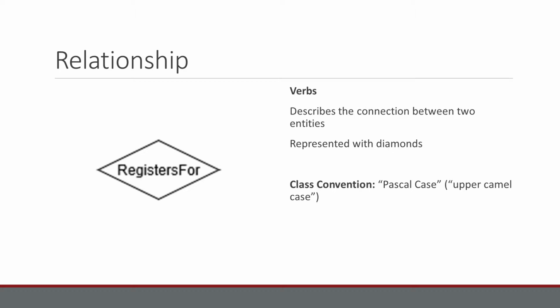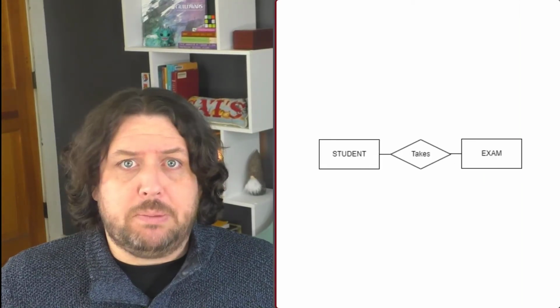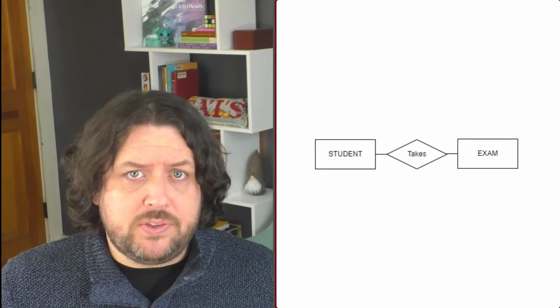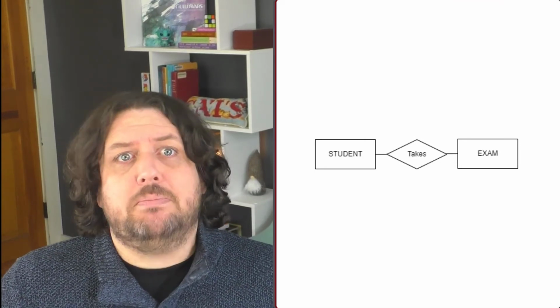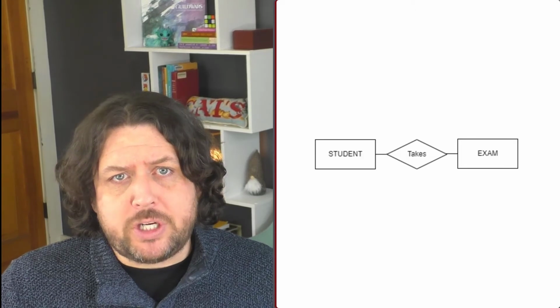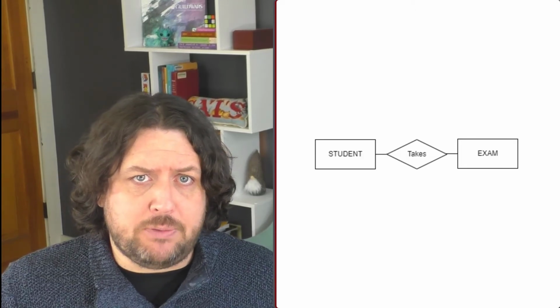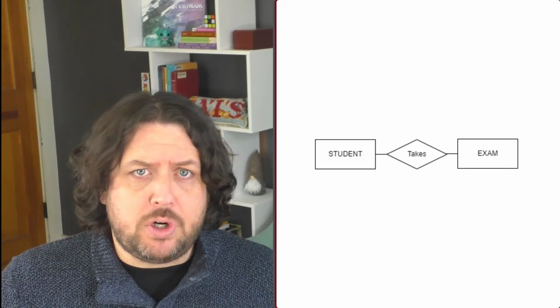So while we have a student entity and an exam entity, and we know that students take exams, we're going to want to have a relationship diamond, which we'll name takes, and connect the diamond on one side to student and one side to exam. Remember, we're just trying to document how the various aspects that we want to keep track of relate to each other, and so don't overthink the technical details of how this might work just yet.